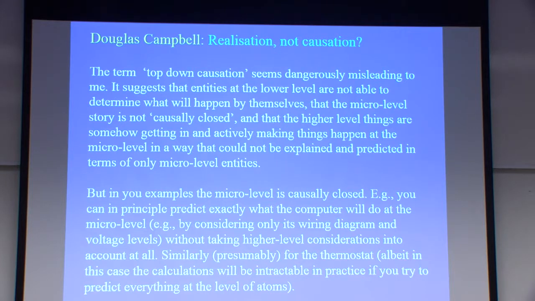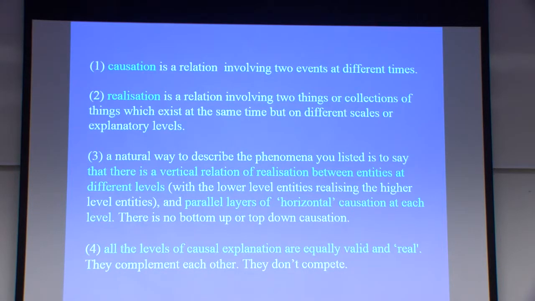But in your examples, the micro-level is causally closed. E.g., you can in principle predict exactly what the computer will do at the micro-level by considering only its wiring diagram and voltage levels, without taking high-level considerations into account at all. Similarly, presumably for the thermostat, albeit in this case the calculation will be intractable in practice if you try to predict everything at the level of atoms." So this is the supervenience gambit. Okay.